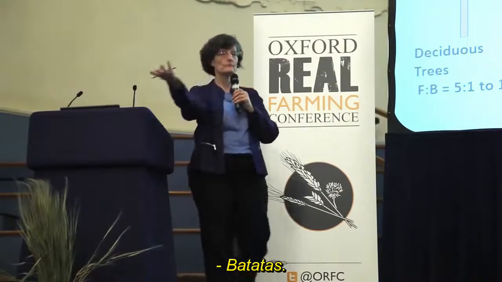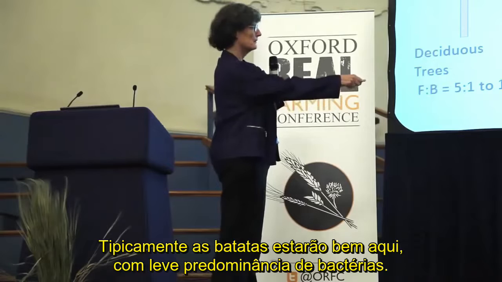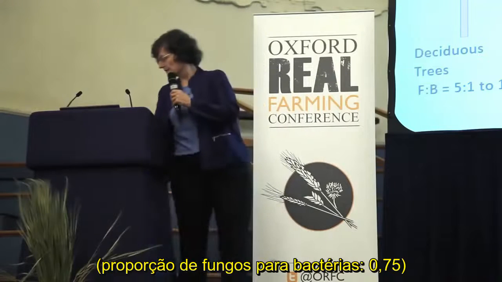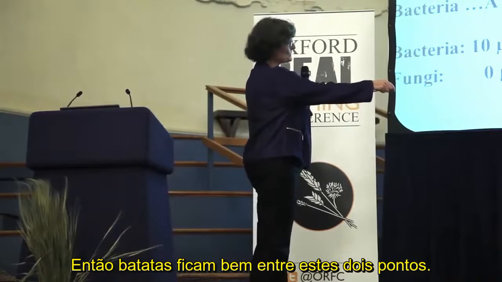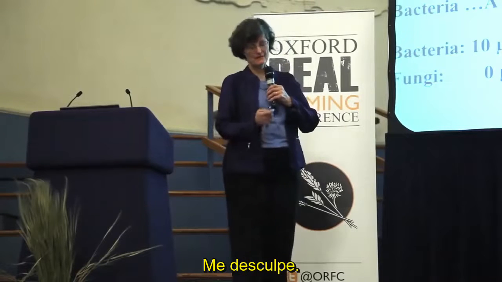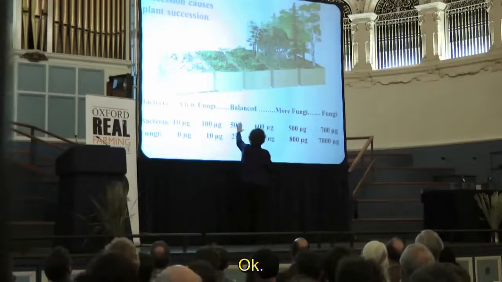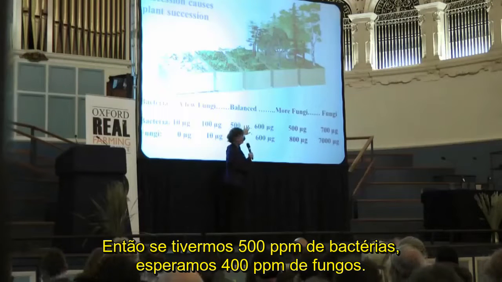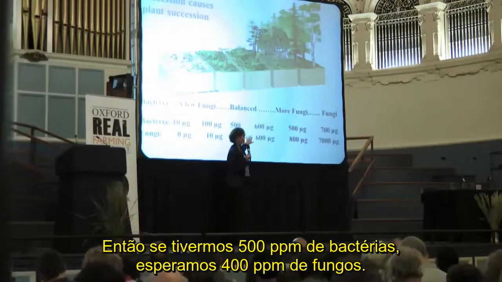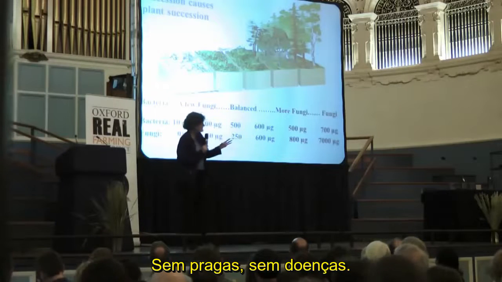How about another? Potatoes. So typically the potatoes are going to be right in here. So slightly on the bacterial side. Let me go back. So our potatoes right in between these two. So I'm sorry. Maybe I can. So does that work better? Okay. So potatoes ought to be like right in here. So our bacteria may be 500 parts per million, and then our fungi ought to be up around 400. And so that's really going to set the stage to grow your potatoes. No weeds, no pests, no diseases.